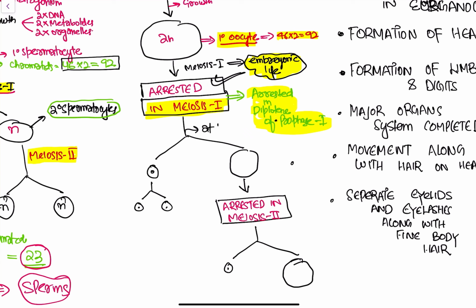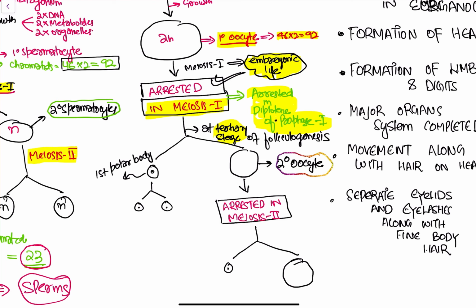So at the tertiary stage of folliculogenesis at puberty, it is released. This tertiary stage is very important. At the tertiary stage it is released, and it forms these two cells. One of the cells is called the first polar body, and the second cell is called the secondary oocyte. Very important.